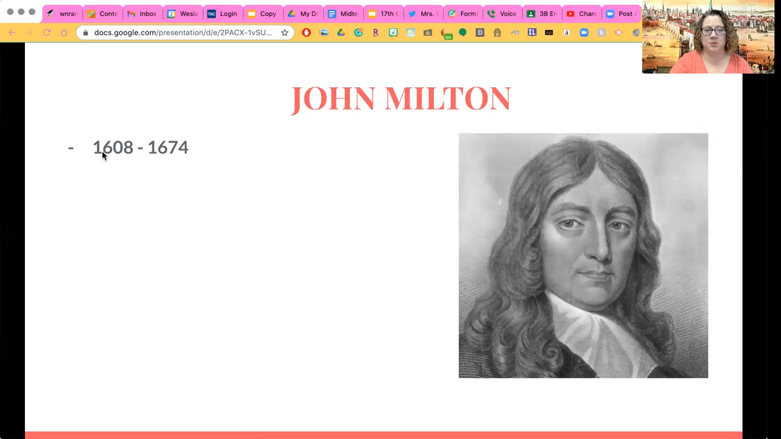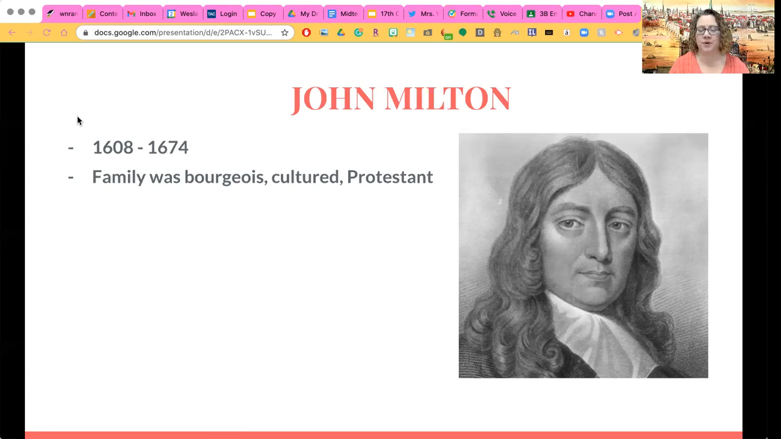So John Milton lived just during this time period that we've been talking about, the middle part of the 17th century. His family was cultured, Protestant, upper middle class. He had time to go to school and be educated. He predicted that he would write the great English epic, which he certainly did in Paradise Lost and Paradise Regained. There's a sequel to Paradise Lost, in case you didn't know that, Paradise Regained.